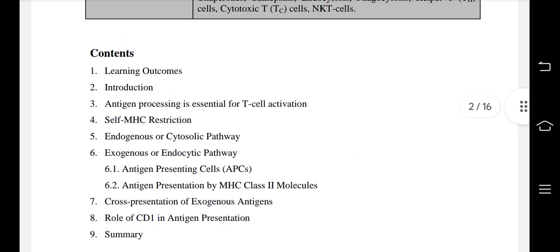Our learning objectives include antigen processing is essential for T cell activation, self-MHC restriction, endogenous or cytosolic pathway, exogenous or endocytic pathway, antigen presenting cells, antigen presentation by MHC class II molecules, cross presentation of exogenous antigens, role of CD1 in antigen presentation.